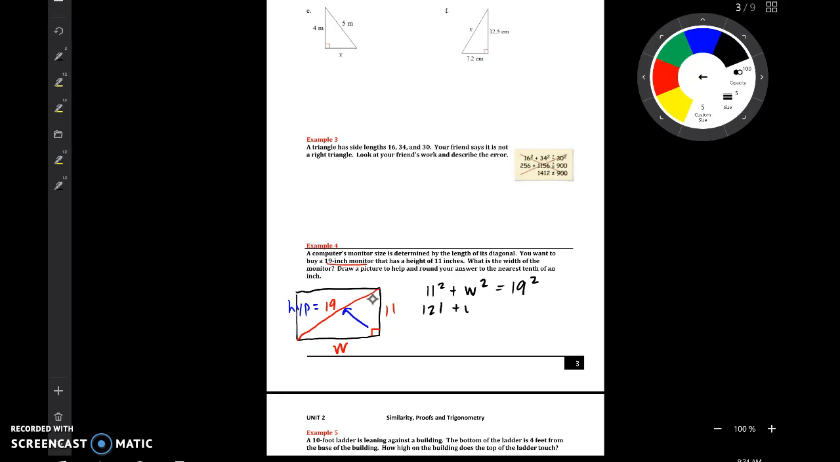So 121 plus w squared equals 361. Subtracting 121 from both sides, w squared is equal to 240. And to solve for w, when I take the square root of both sides, to the nearest tenth of an inch, I would get the width of the monitor is 15.5 inches.